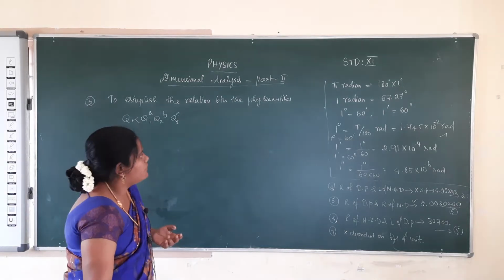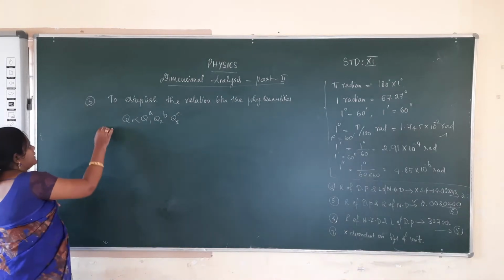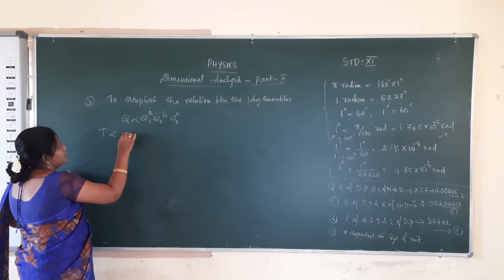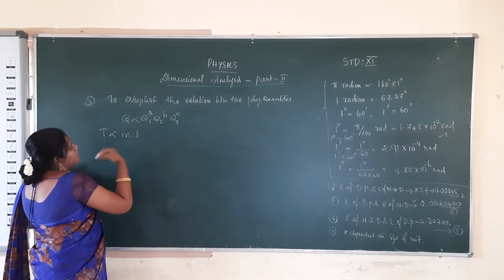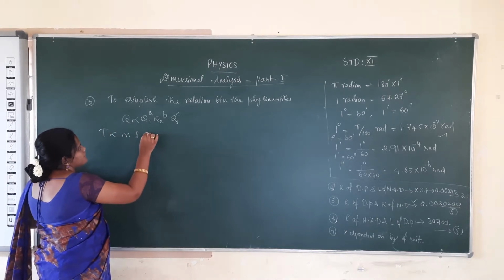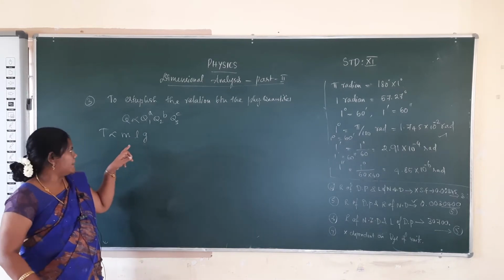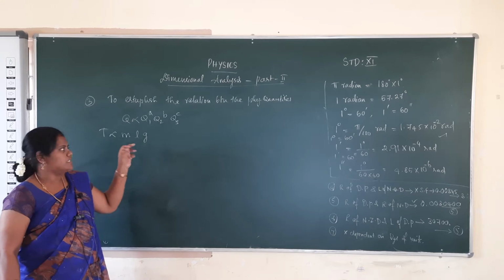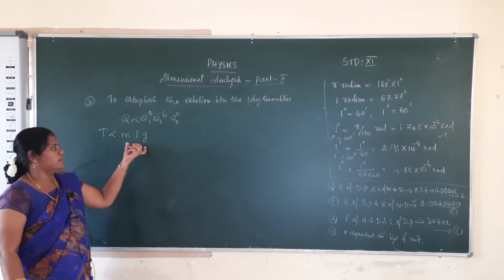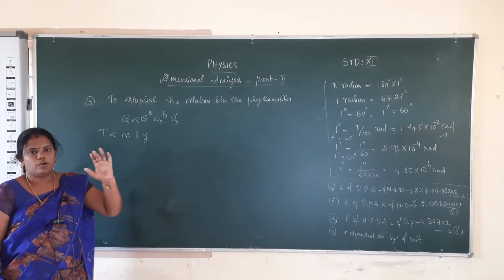So what are the given values? T will be completely based on the mass of the pendulum, the length of the thread and the acceleration due to gravity. Time period depends on all of these, and your question is to calculate the time period.